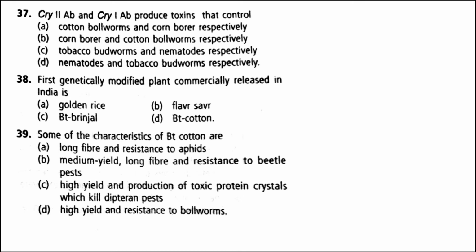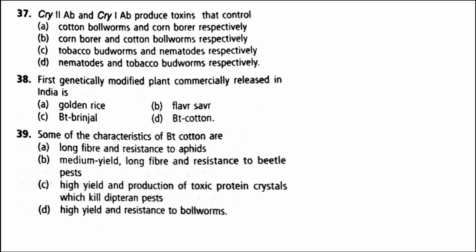Next, Cry2Ab and Cry1Ab produce toxins that control: A. Cotton bollworms and corn borer respectively, B. Corn borer and cotton bollworms respectively, C. Tobacco budworms and nematode respectively, D. Nematodes and tobacco budworms respectively. And the answer is option A.